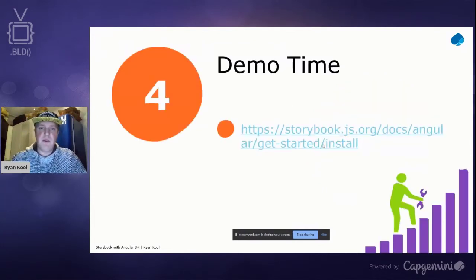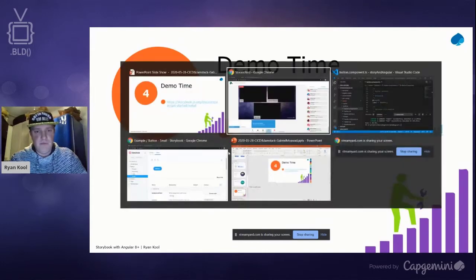So, demo time. What I used, for this demo at least, is just the basic Storybook docs Angular get started install, which is the way of installing Angular with Storybook. If I'm not mistaken, it should be in the comments at this moment, so if you want to look at it, you can look at it later. I will show you some demos first.